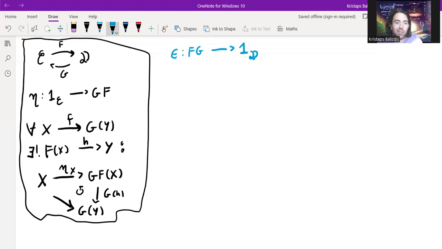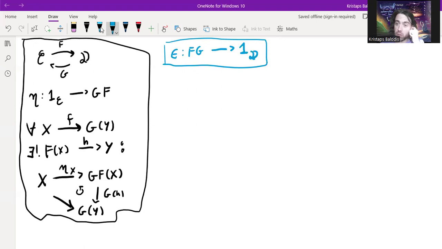Now I didn't write the rest of the conditions because I'm not going to verify that part of it, but I will tell you how to construct this natural transformation, the co-unit, if you have a unit, right? And so in order to do that, well, what do I need to show you? Because this is a natural transformation, right?